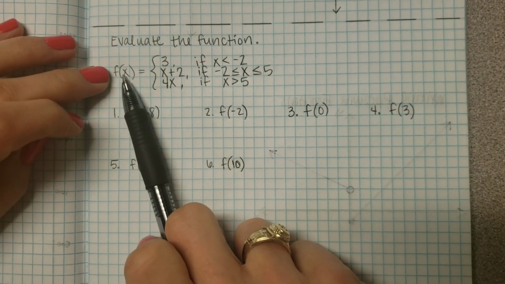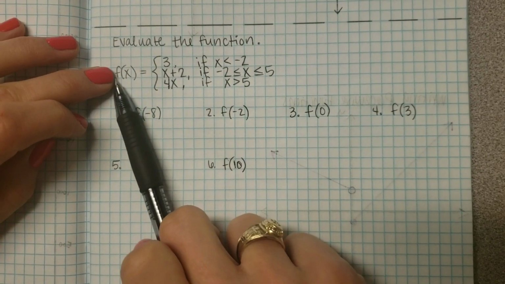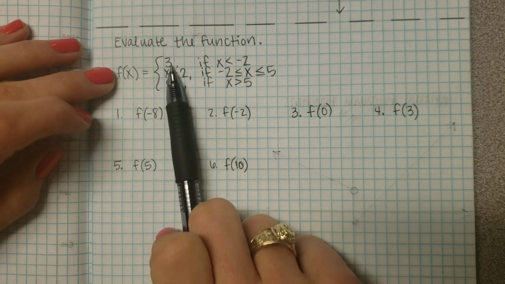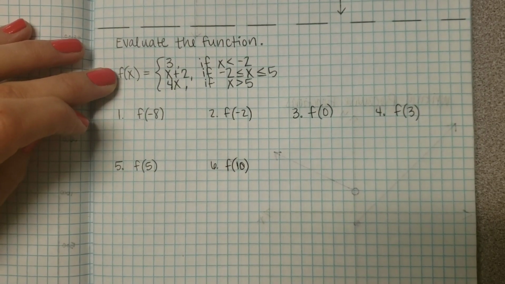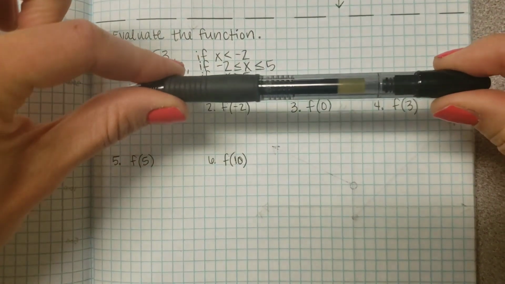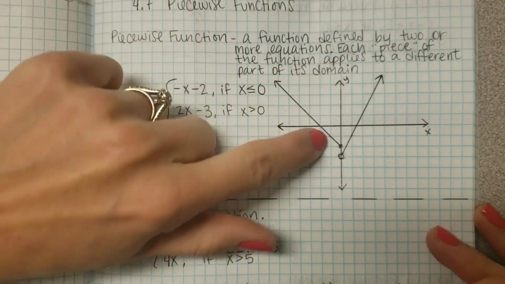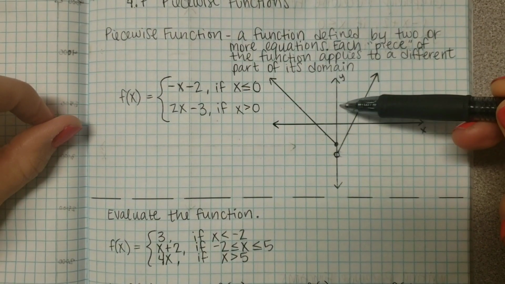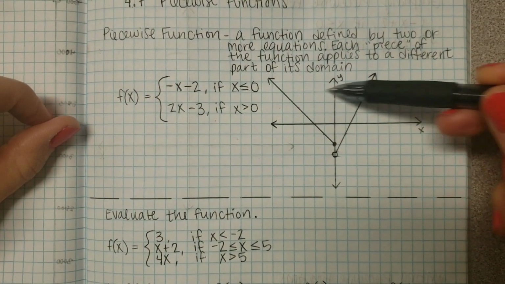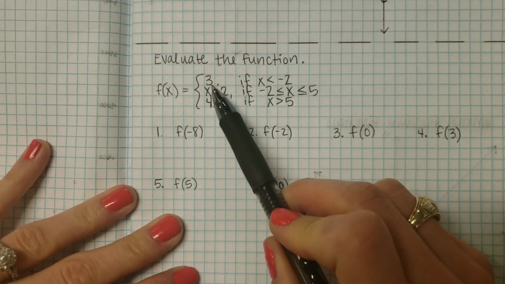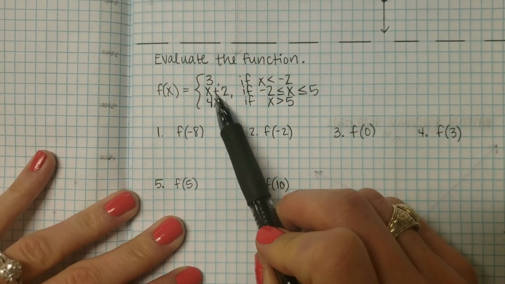So I want to evaluate the function. I have f of x. You guys can remember this is y. Y equals 3 is my graph that looks like this right here. If I have my graph right here, y equals 3 is a straight line, a horizontal line at 3.